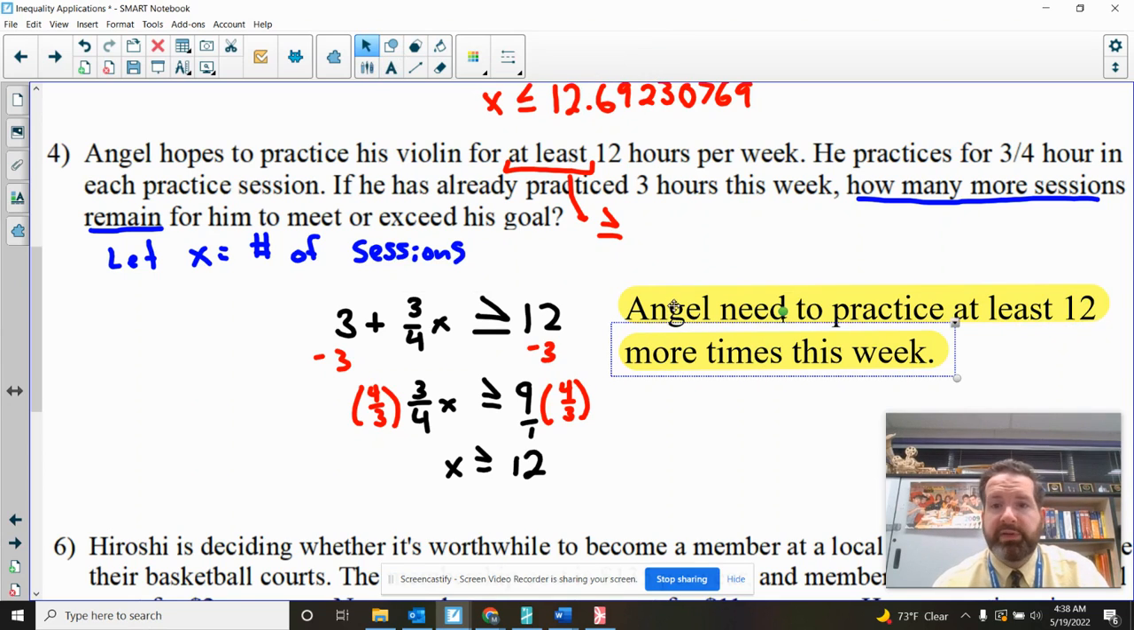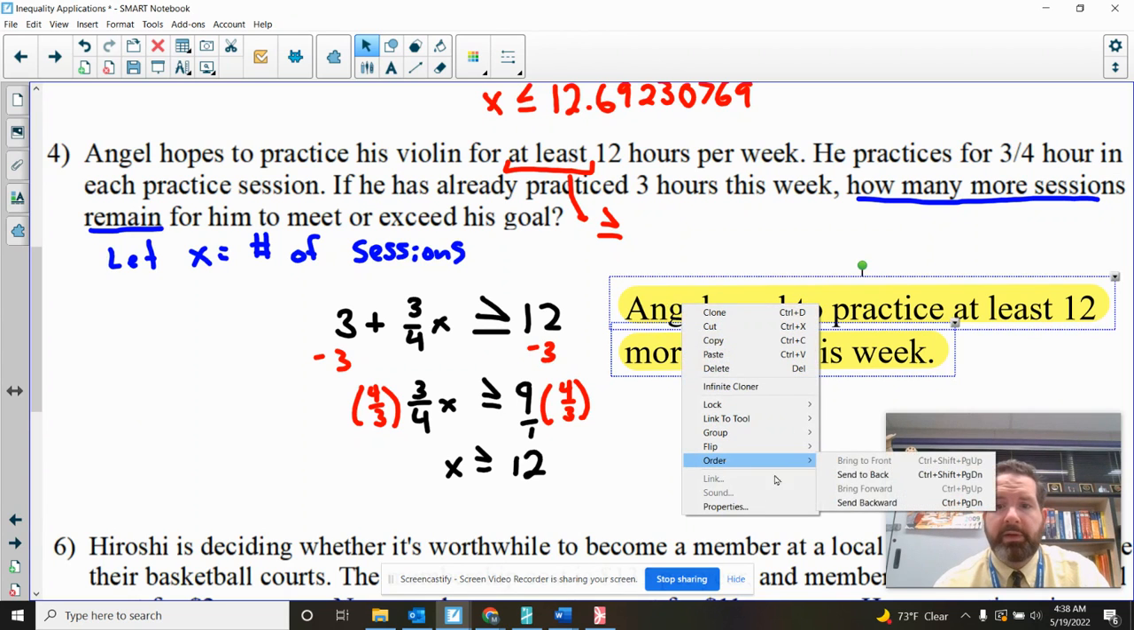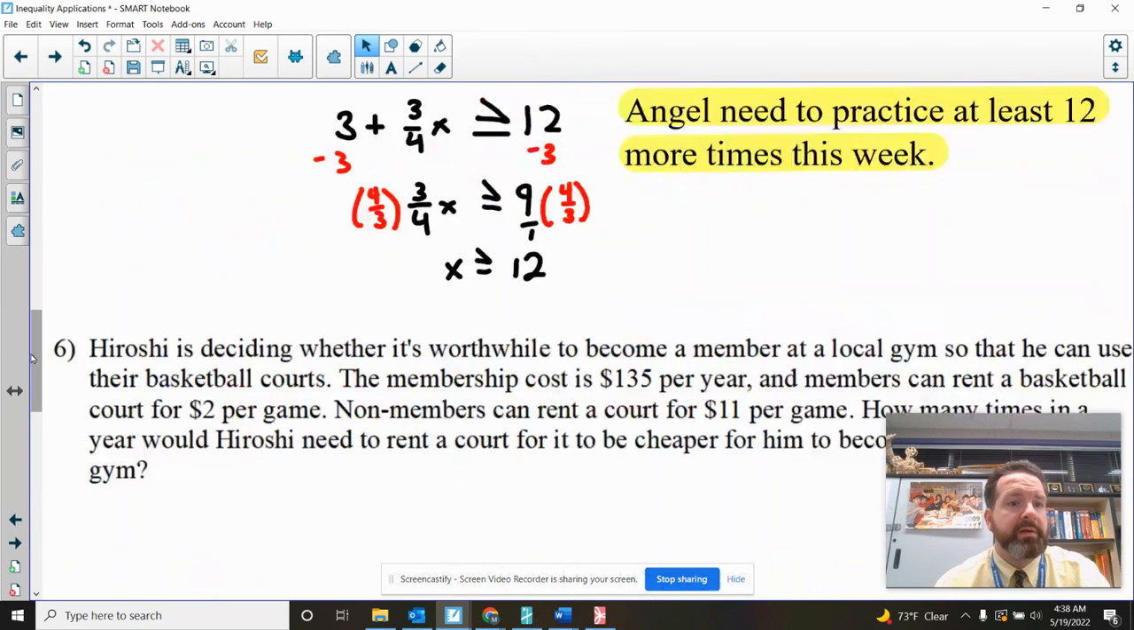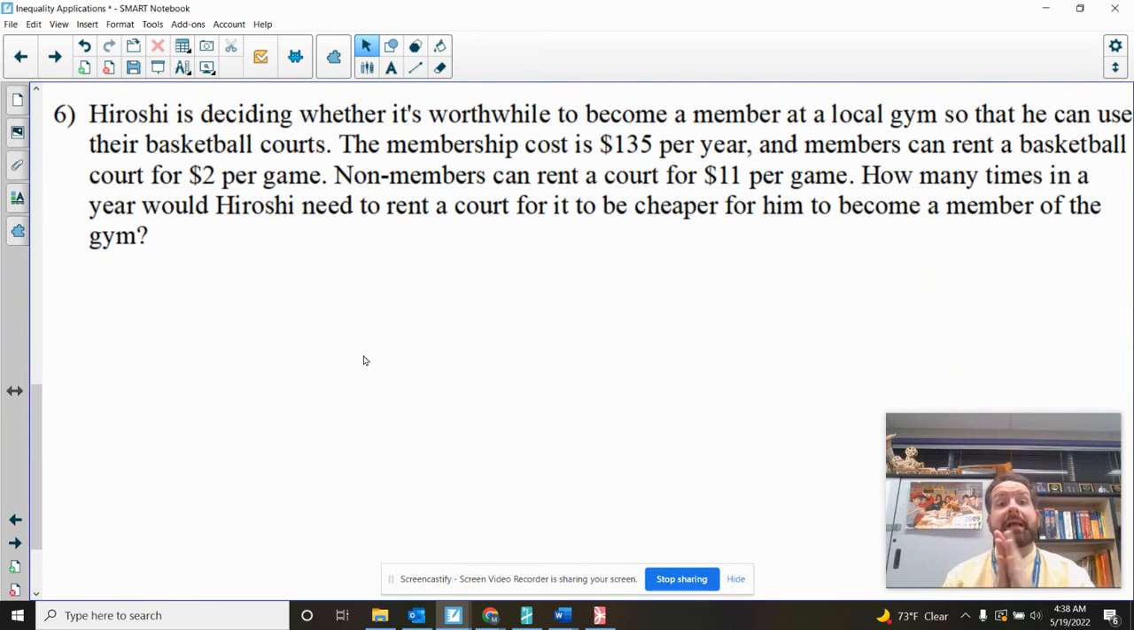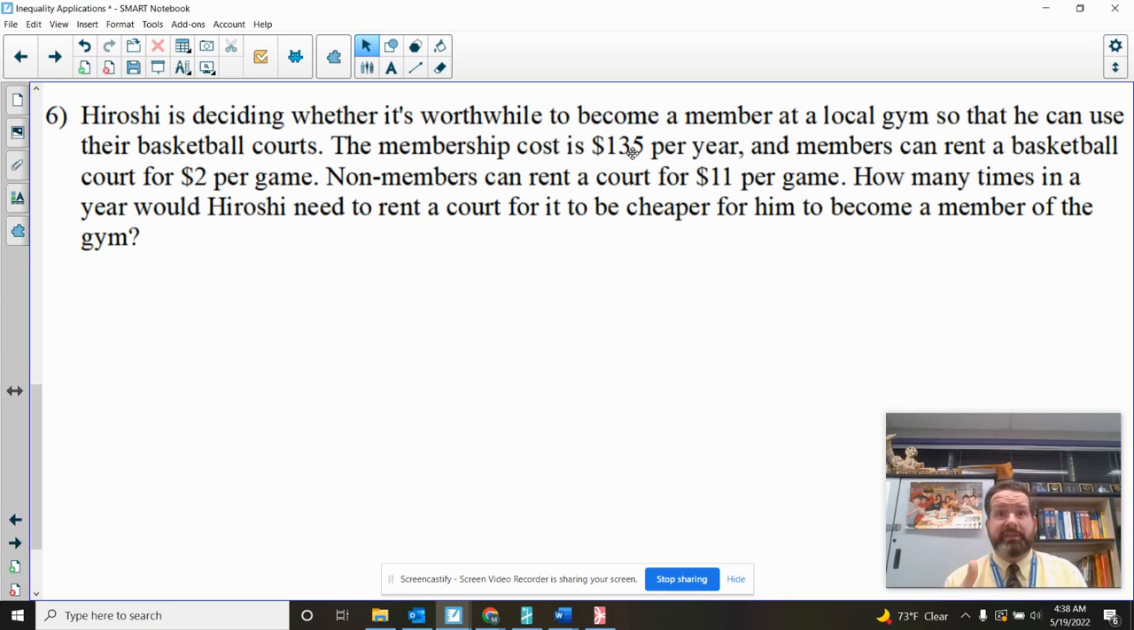And then let's move here to the last one. Now, this one, I'm not going to lie, is a little bit tricky. We're going to think this through. So Hiroshi wants to know whether he should join the gym or not. Because if he is a member, it's much cheaper to rent a court for basketball, but there's of course a hefty membership fee. Ooh. So the question is, how often does he need to go in order for it to be cheaper to be a member than it is to be a non-member?